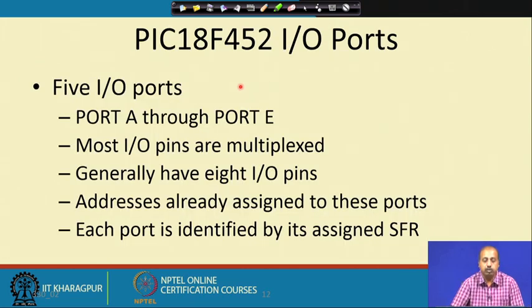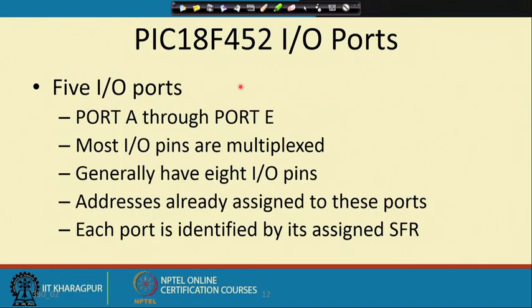IO ports. So, there are a number of IO ports, port A through port E. So, A, B, C, D, E, there are 5 such IO ports, and most of these IO pins are multiplexed. So, they are multifunctional, just like 8051 ports. Here also the pins are going to be multifunctional. Generally, individual ports have got 8 input output pins, and these addresses are already assigned to these ports.